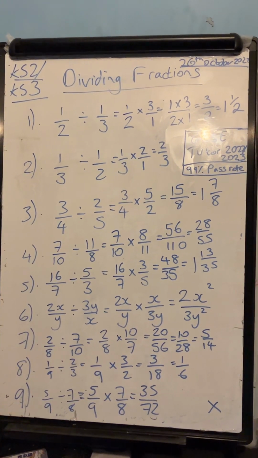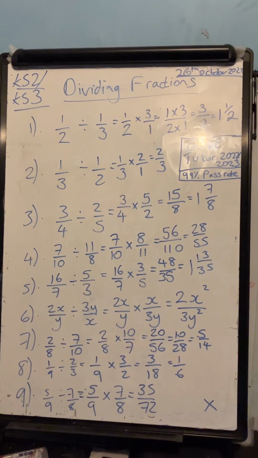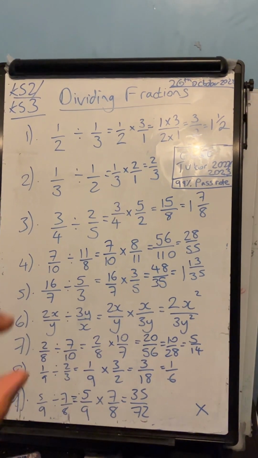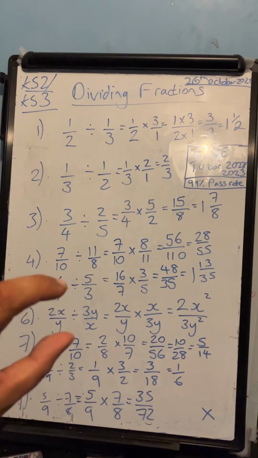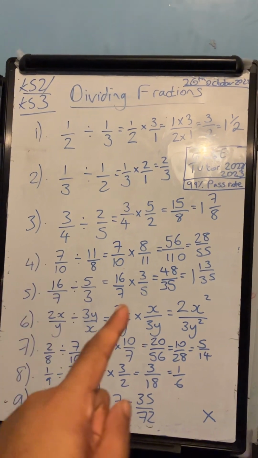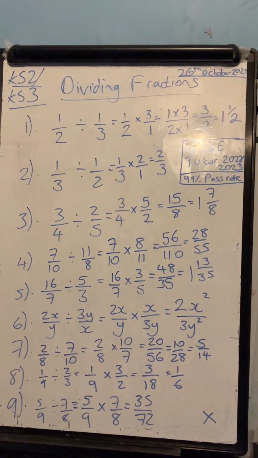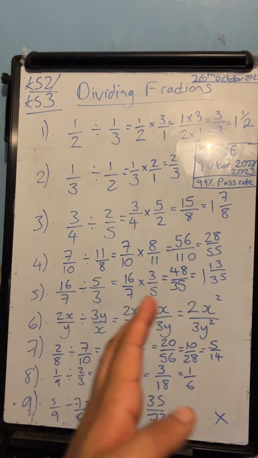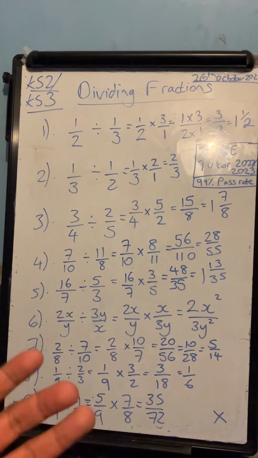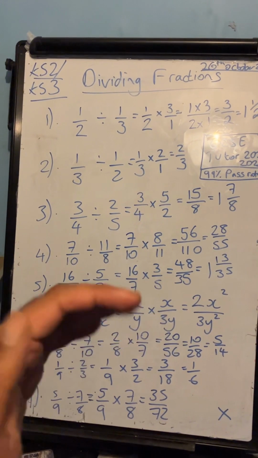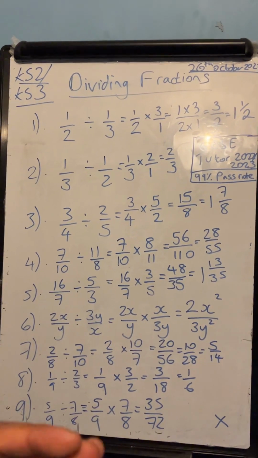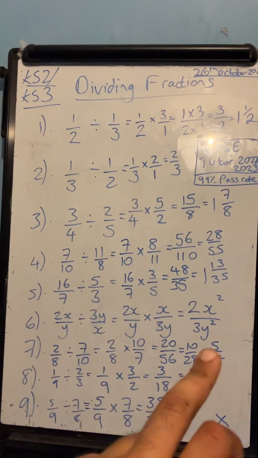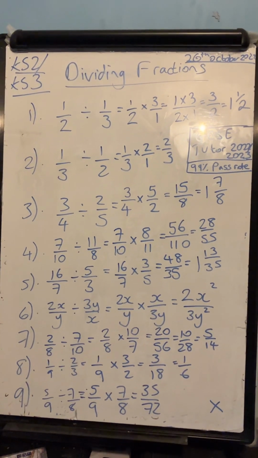Question number 6, I've got an algebraic fraction now, so the idea works the same. I keep the first fraction, so I keep 2x over y, and then I flip the second one, so it becomes x over 3y, and now multiply as normal. I treat it like a normal algebraic multiplication. So 2x times x is 2x squared. Remember that x times x is x squared, and y times 3y is 3y squared.